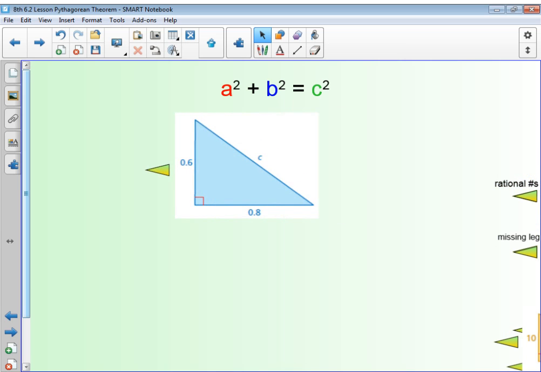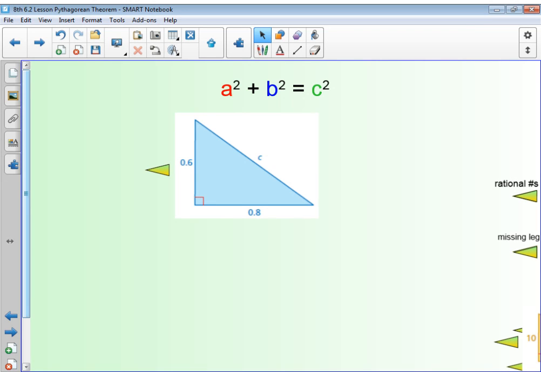Okay, so here we're still going to follow those same concepts. This time they're giving us some rational numbers. So rational numbers would be decimals and fractions that are ending. They have an ending number, or they either repeat or they terminate. So they're not a forever number.